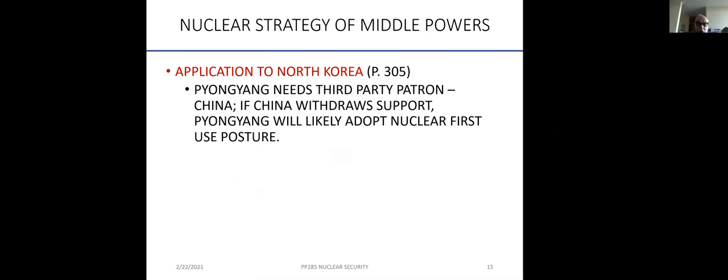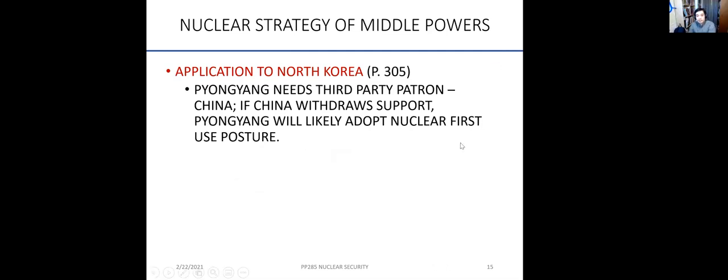Application to North Korea. Pyongyang needs a third party patron and has it seemingly in China. If China withdraws its support of North Korea, Pyongyang, according to Narang, would likely adopt a nuclear first use posture. Min-Suk, do you want to comment on this?